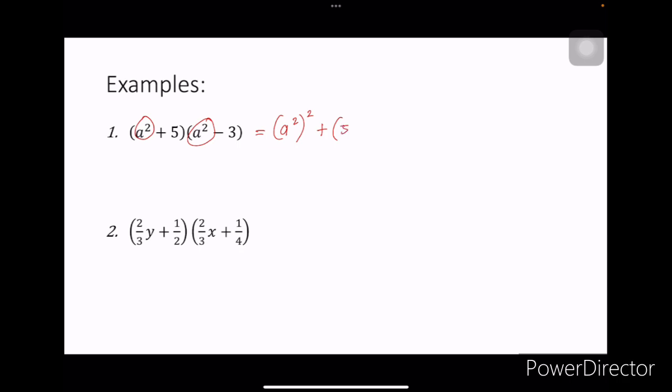So you have 5 plus negative 3 times the first term. So you have x squared plus the product of the first factor's second term times the second factor's second term. So you will have 5 times negative 3. So you will just expand the expression. So you have a squared raised to 4 now, since a squared is raised to 2. Then you have plus 2a squared minus 15. This is now the final answer.